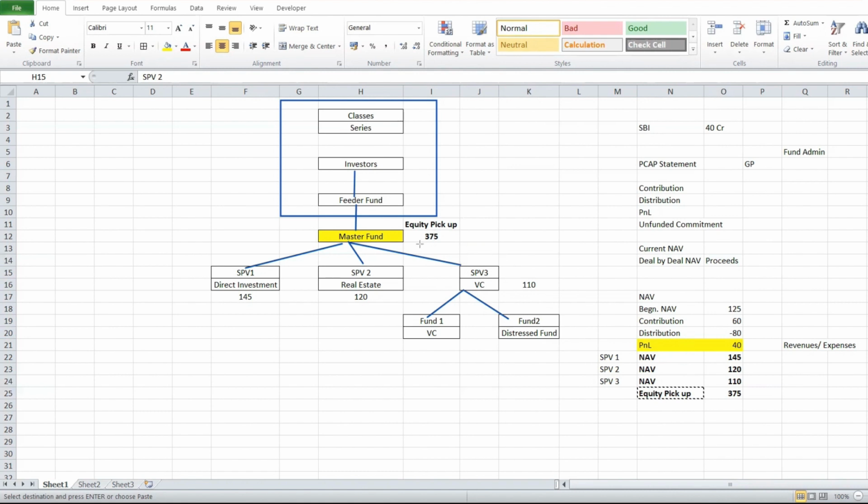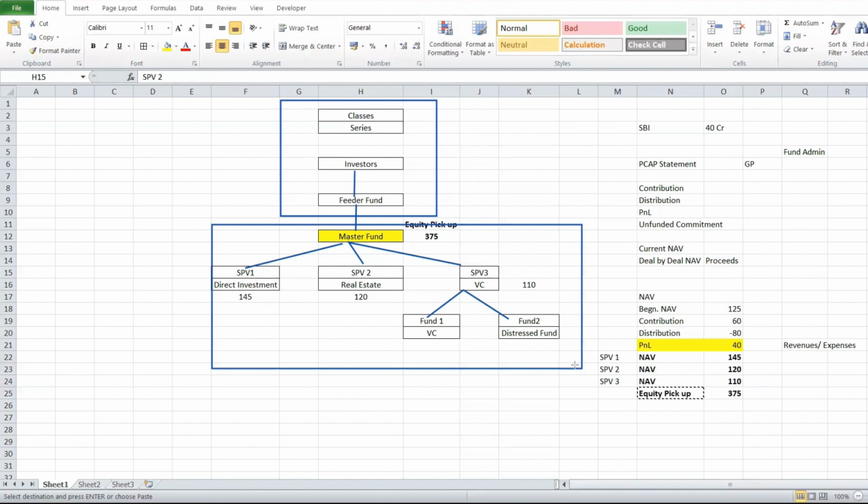Out of these, the master fund will also generate some expenses at its level. There will be some fees. This particular SPV is also going to charge the master fund, because for them right now the master fund is the investor. You understood the concept till here, I think. Yes, I got it. Till here you understood. Now go further.